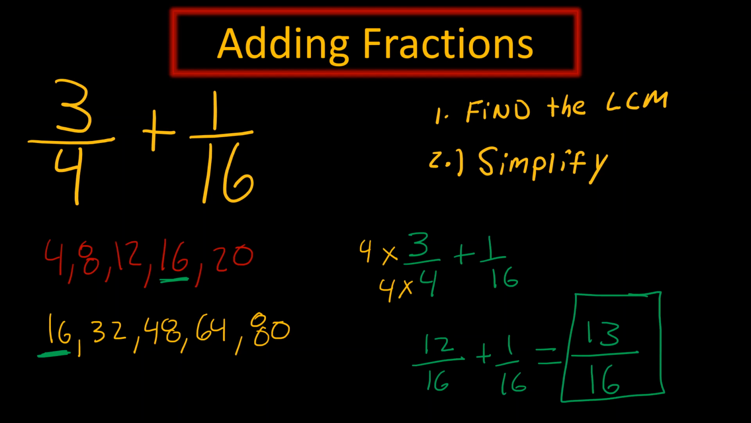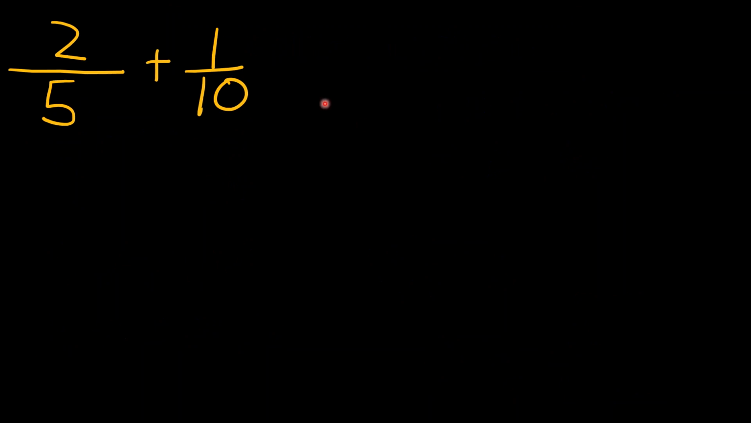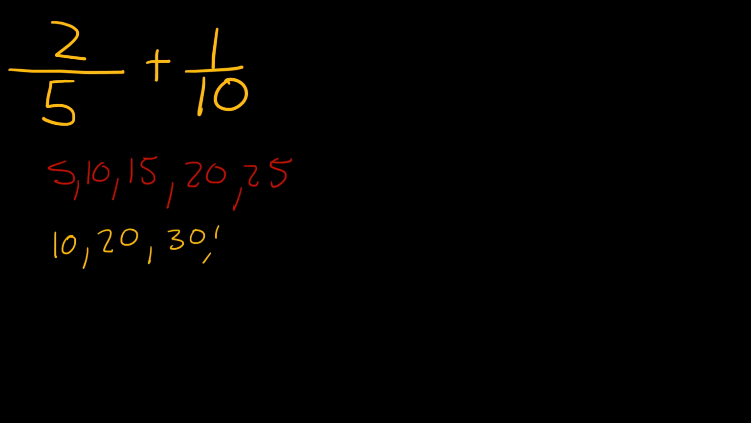Let's do another problem. So in this example, we have 2/5 plus 1/10, right? So the goal is to find a common denominator between 5 and 10. And it's always easier to get the lowest common denominator, or the LCM. So let's do that. Let's list our multiples of 5: 5, 10, 15, 20, and 25. And now let's list our multiples of 10: 10, 20, 30, 40, 50.